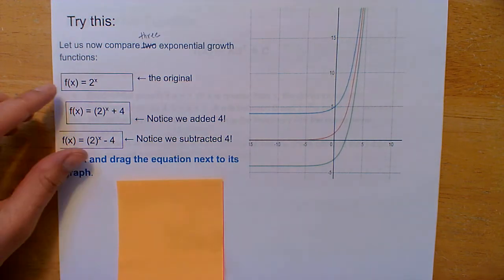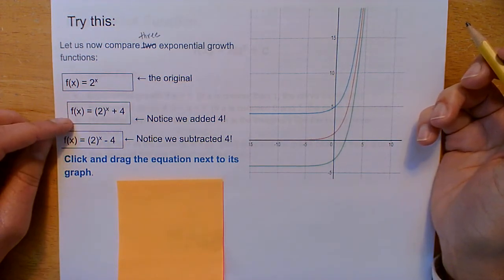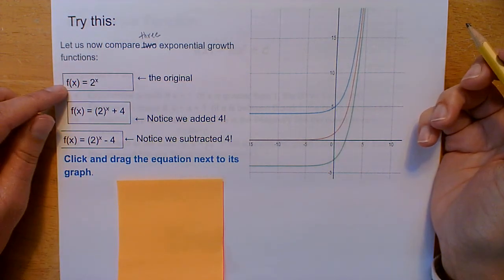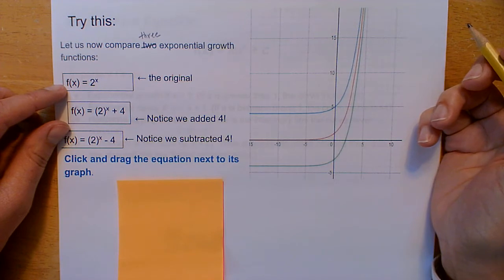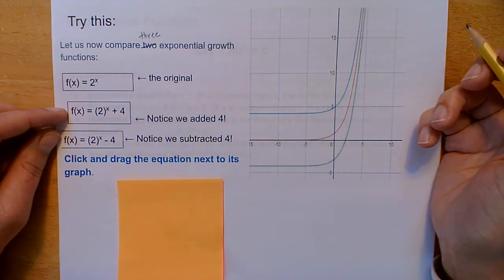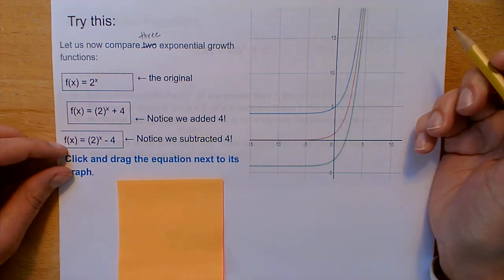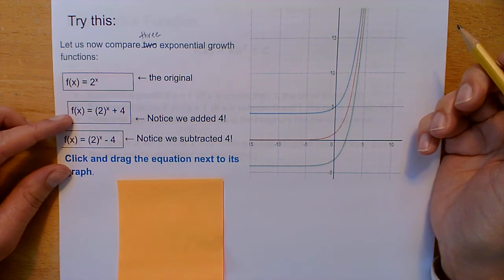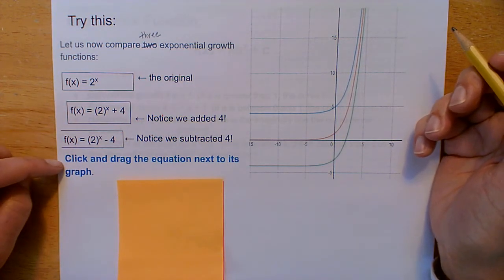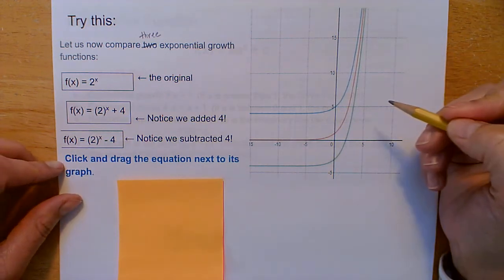Okay, so we have the original, 2 to the x. Let me restate that. We have the original f of x equals 2 to the x. Then we have f of x equals 2 to the x plus 4. Then we have f of x equals 2 to the x minus 4. So notice here we added 4 and here we subtracted. Now on your slide deck, you'll be able to click and drag the equation next to its graph. I can't do that, so I'm just going to write them in.